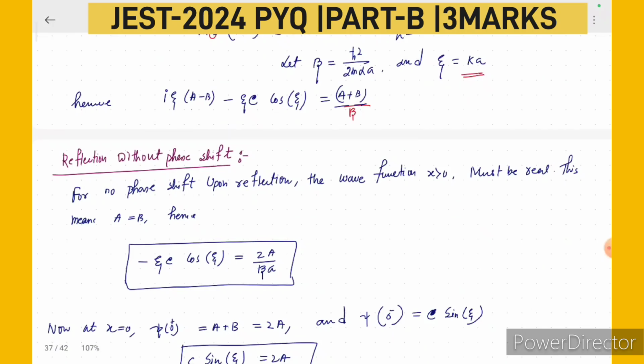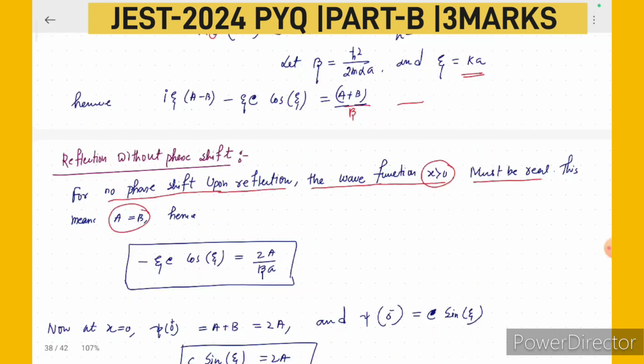So after applying the boundary conditions we have the equations. Now, reflection without phase shift. What is the meaning of reflection without phase shift? For no phase shift upon reflection, the wave function for x greater than 0 must be real. This means the amplitudes A and B must be equal, because this is a real wave function.